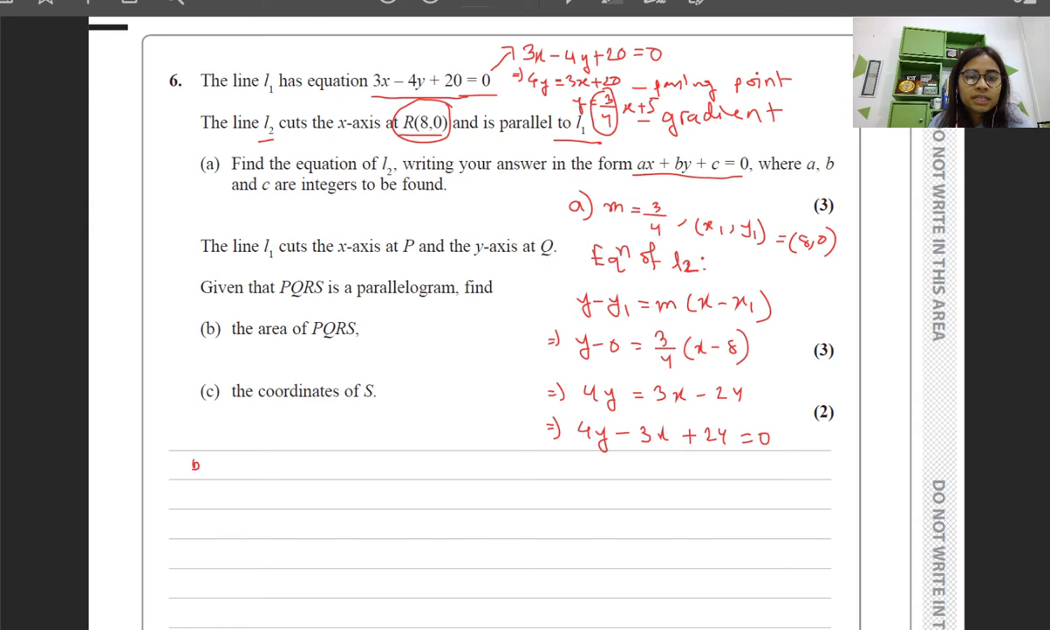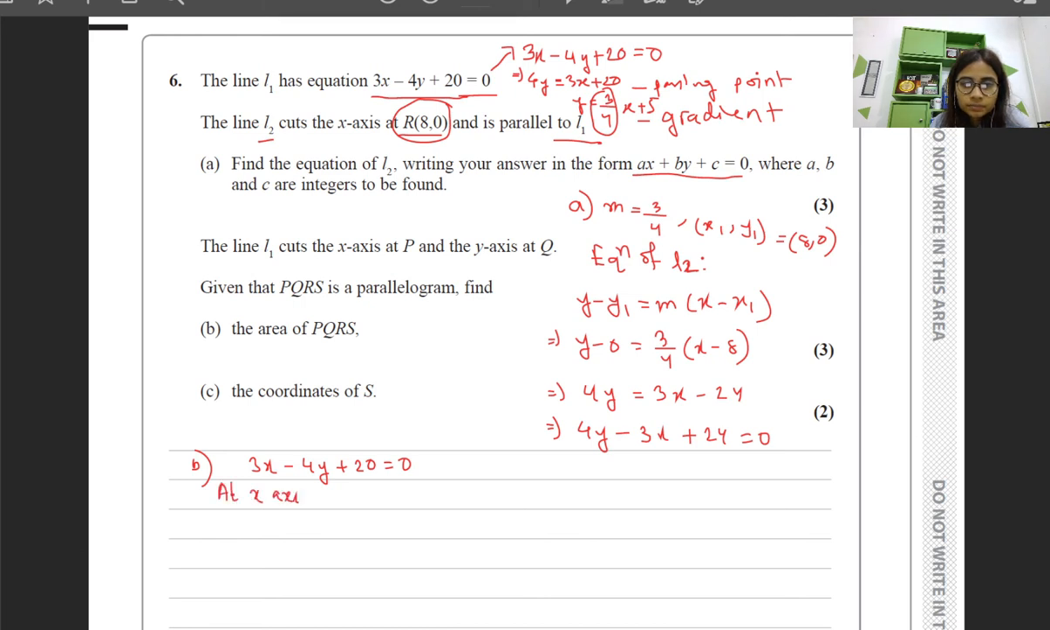For part B, the question says that L1 cuts the x-axis at P and the y-axis at Q. First of all, we have to find the point P and the point Q, and then we can find the area of the parallelogram PQRS. We know that the equation of L1 is 3x minus 4y plus 20 equals 0.